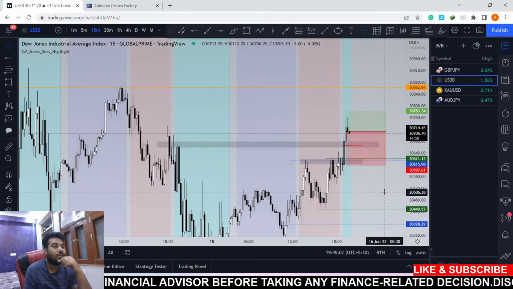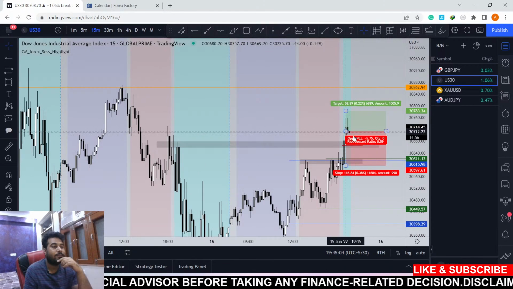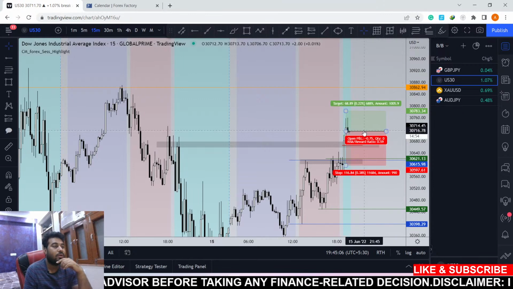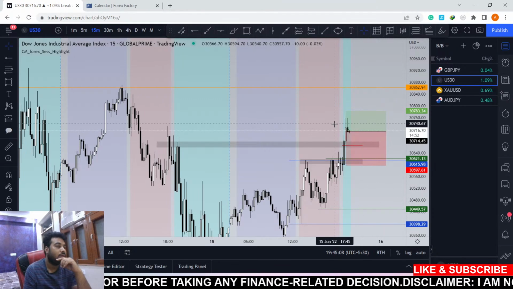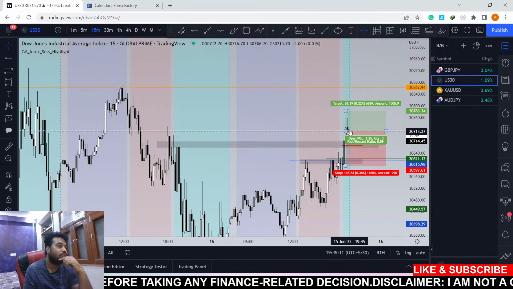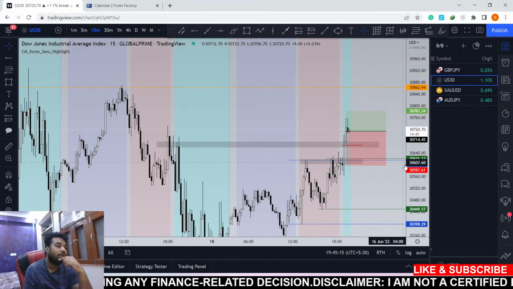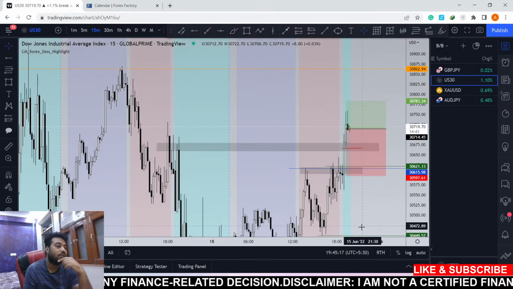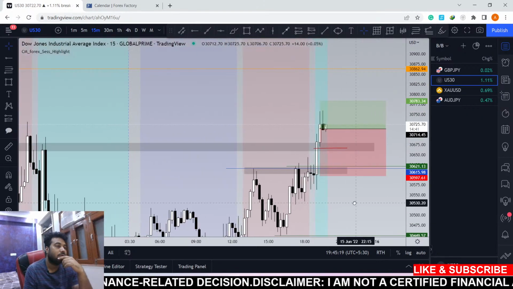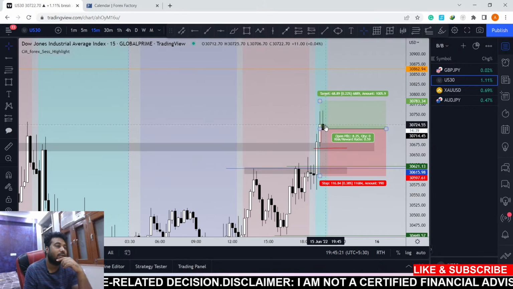In US 30, I would have closed it at around break even. But it took more time than usual. So usually I do get my take profit at around this candle or this candle. But it has taken a lot more than that. So I would have closed my trade at around this area only.